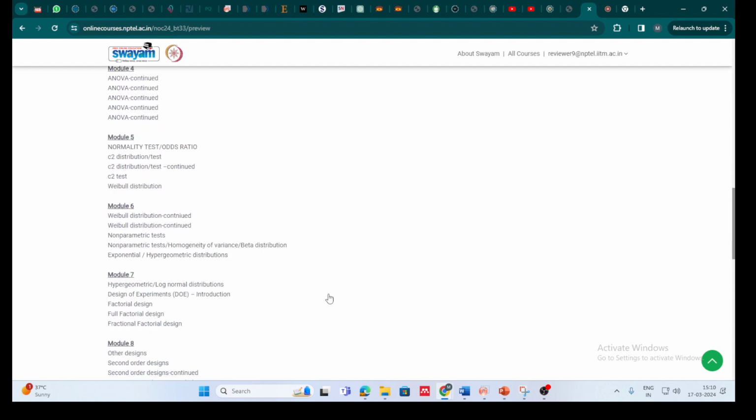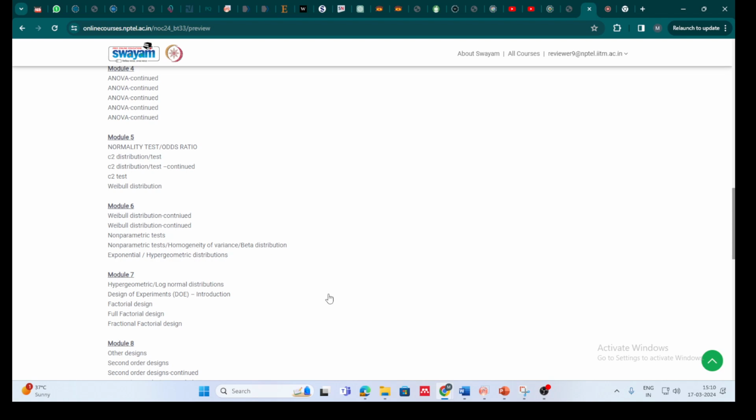In the 7th week, we had design of experiment. Why do we need to design the experiment? What are the types of design of experiment? What are the advantages of the design of experiment? Then the types, like factorial design and full factorial design. Why do we go from full factorial to fractional factorial design? And then we see some other types of design that are specific to a particular problem.